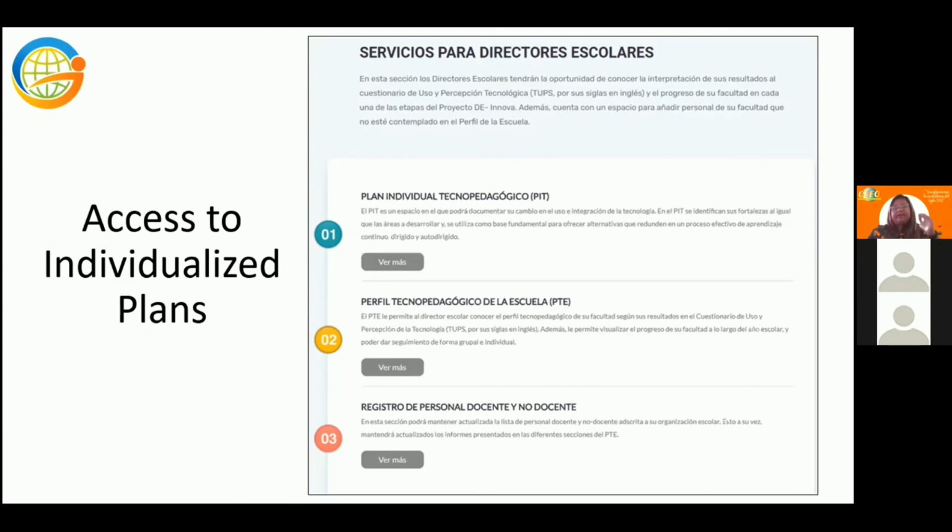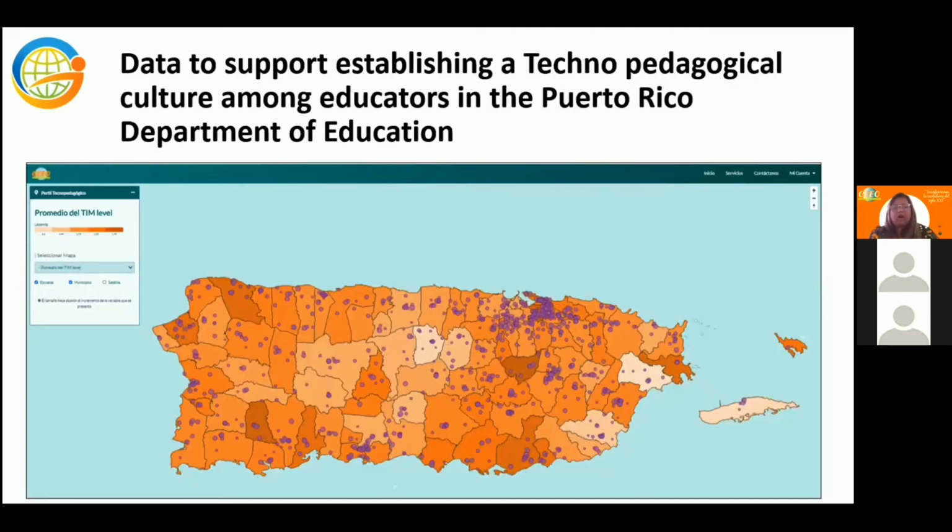So these are the sections that a principal would have. A school director will have their own plan. They would have the profile of their school, so they can see which teachers are in introductory and which are in infusion and transformation, so that they can then also be guided in creating peer group supports within their school. And this third component is because we sometimes have teacher turnover, so we wanted to make sure we had updated the teachers in that particular school, so that we're validating data constantly.